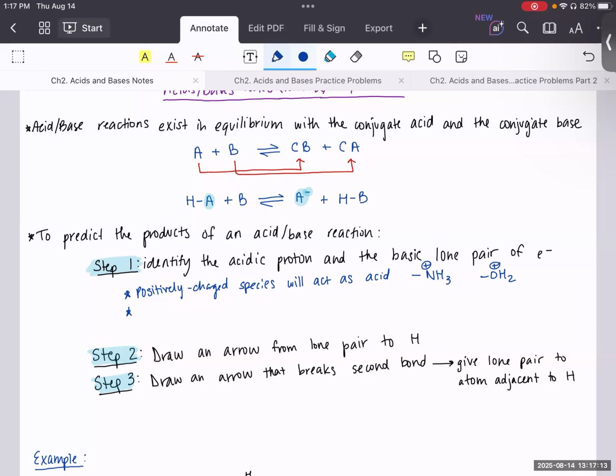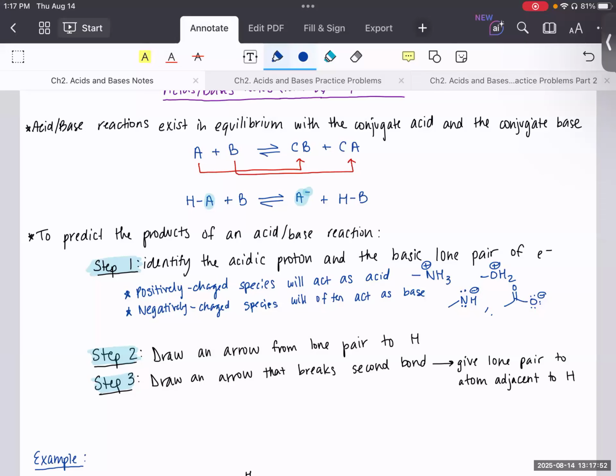Negatively charged species often have a lone pair of electrons. And so they'll often act as the base because of that lone pair. And so some examples of that could be a nitrogen that has 2 lone pairs and a negative charge. Another common example is something like this. Let's say that we have an oxygen with a negative charge that has 3 lone pairs. One of those lone pairs can act as that base.